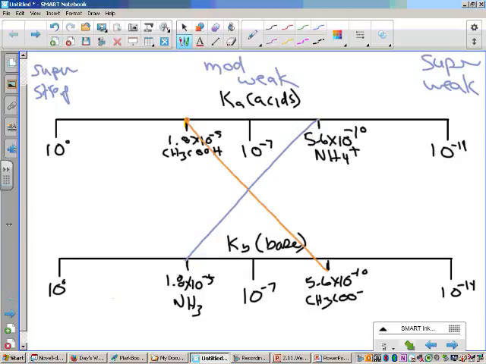Let's now take a look at something like hydrochloric acid. What's the Ka for a strong acid like hydrochloric acid? What do you got there, Jenna? 1 times 10 to the 6th. That puts me way out here, right? So I'm going to just put out here 1 times 10 to the 6th, HCl, and that is a super strong acid.